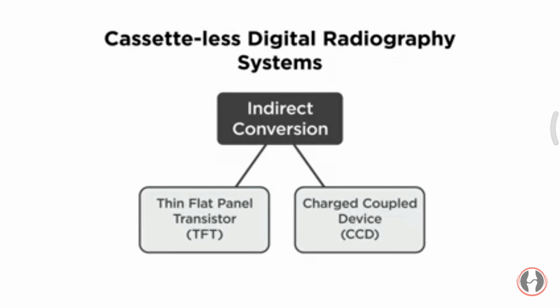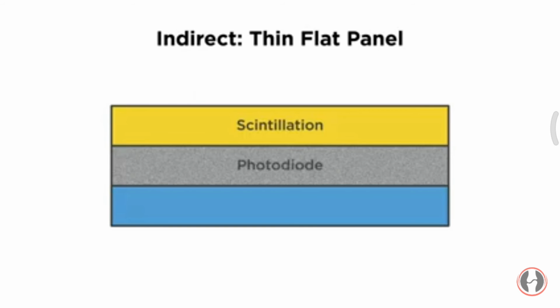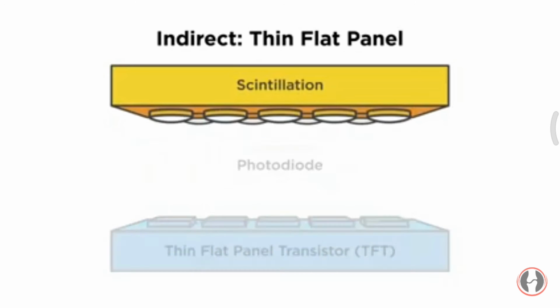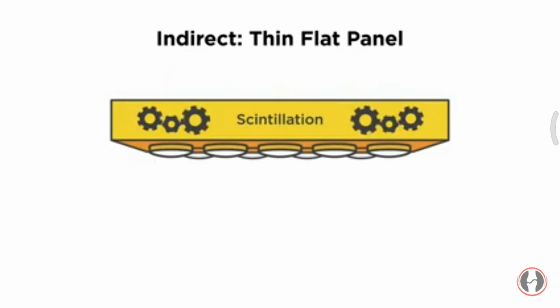Indirect TFT systems are composed of 3 main layers: the top scintillation layer, a middle photodiode layer, and the bottom TFT array. The top scintillation layer, or light layer, is where the incoming incident X-ray photons are converted into light photons. A scintillation is nothing more than a burst of light, which is why this layer is called the scintillation layer. Each photon that strikes the scintillation layer creates a small burst of light energy.